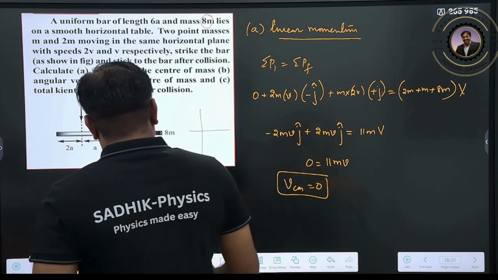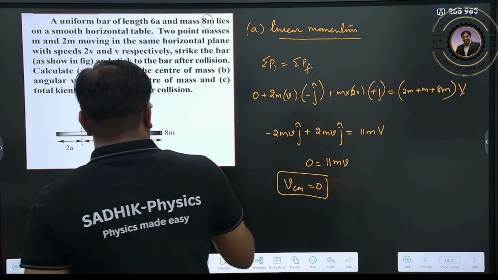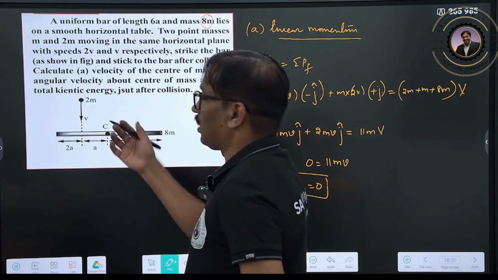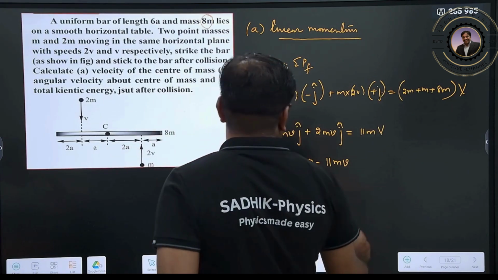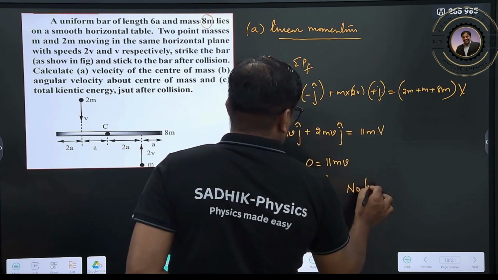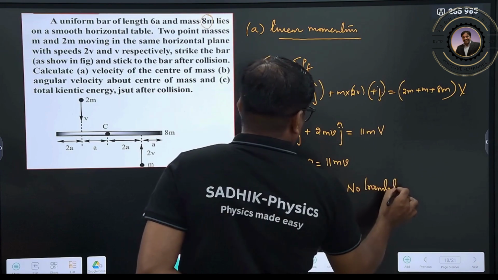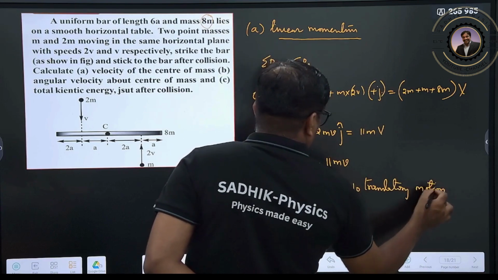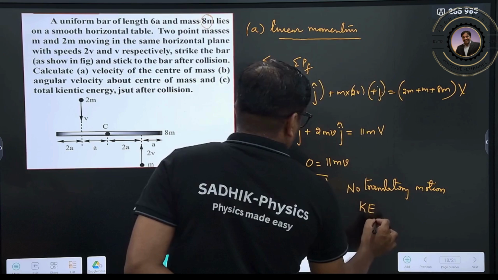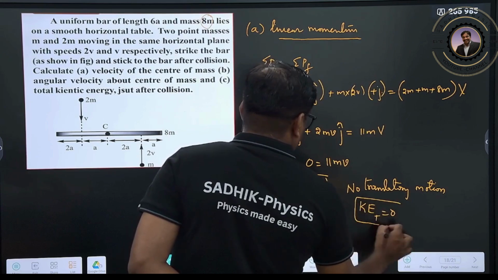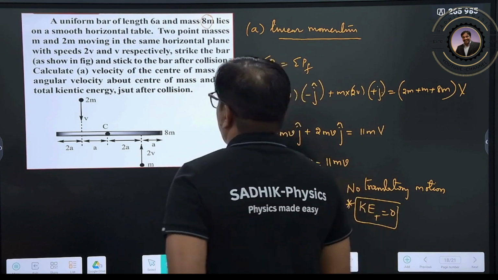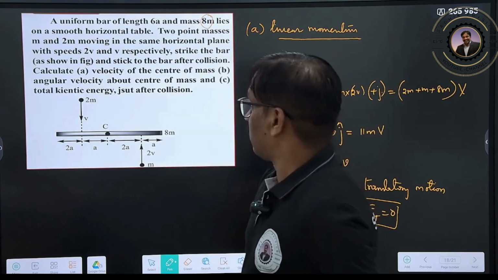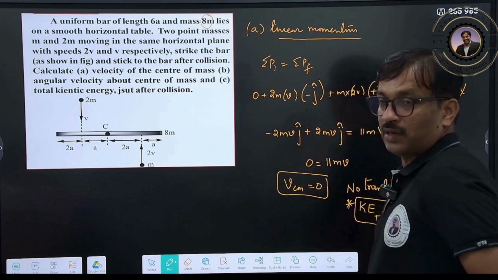That means the velocity of the center of mass is 0, which means this rod is not moving, no translatory motion. No translatory motion means the kinetic energy due to translation is also 0. Therefore it is not moving, but it will rotate. Let us see now.